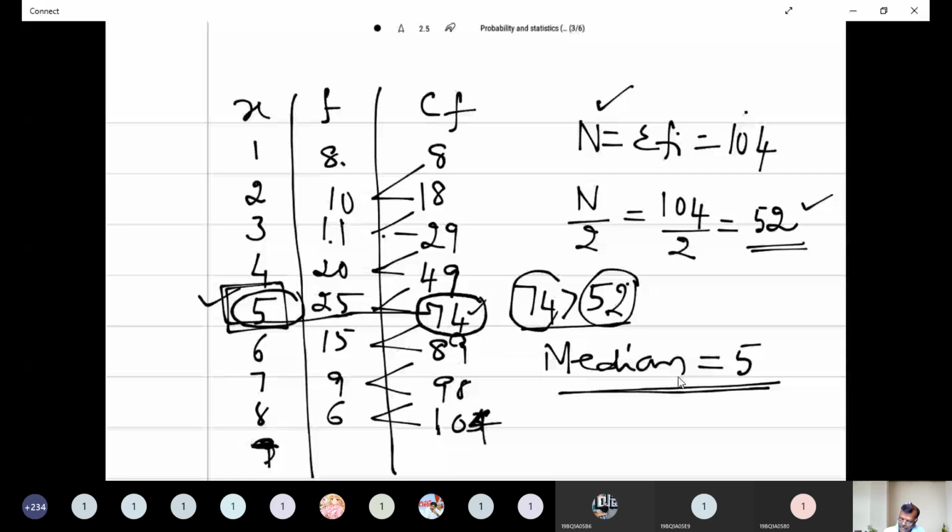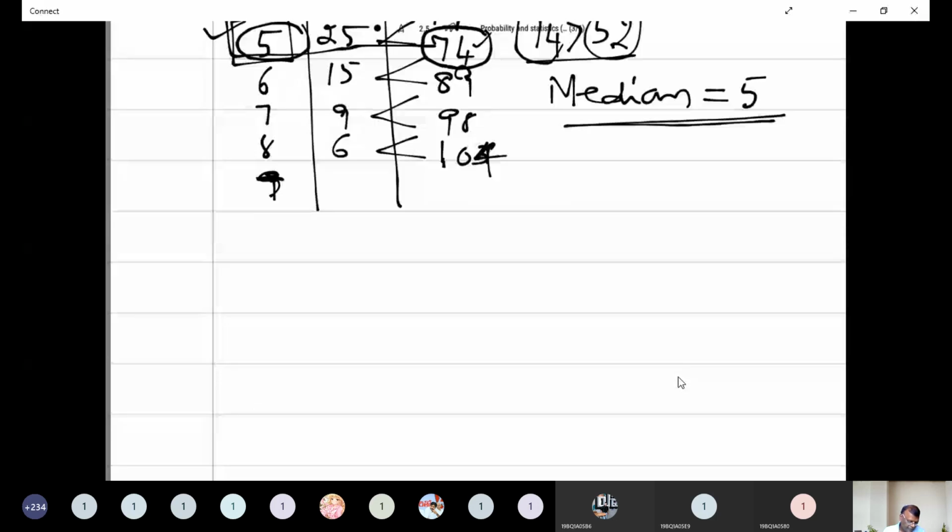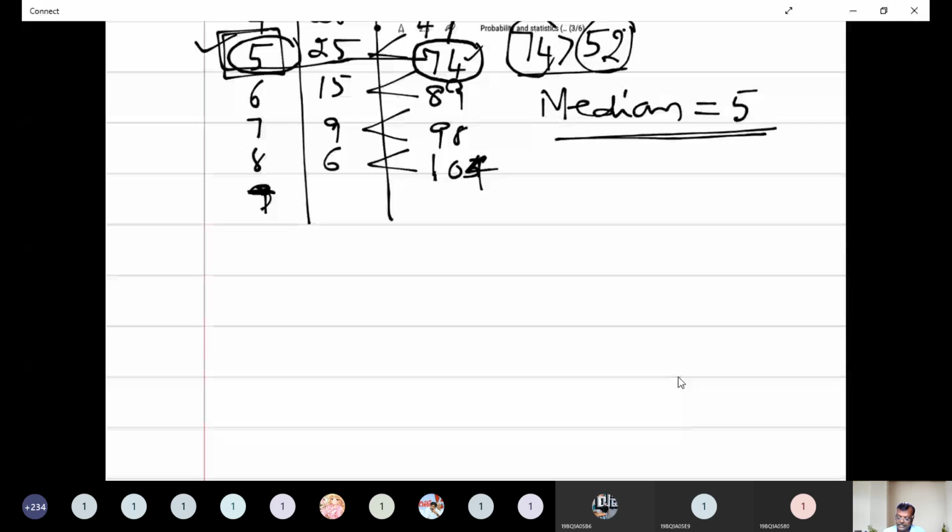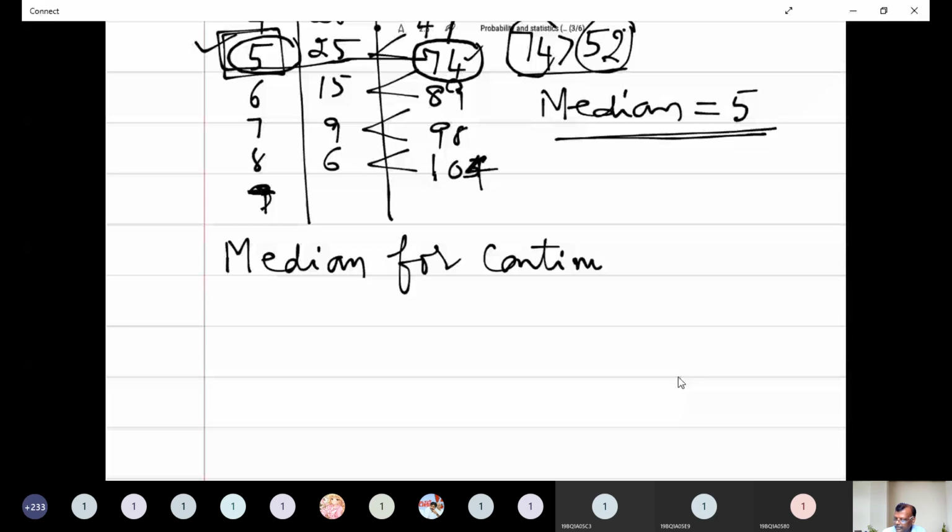Okay. Next, again we move on to the next formula: median for continuous frequency distribution.